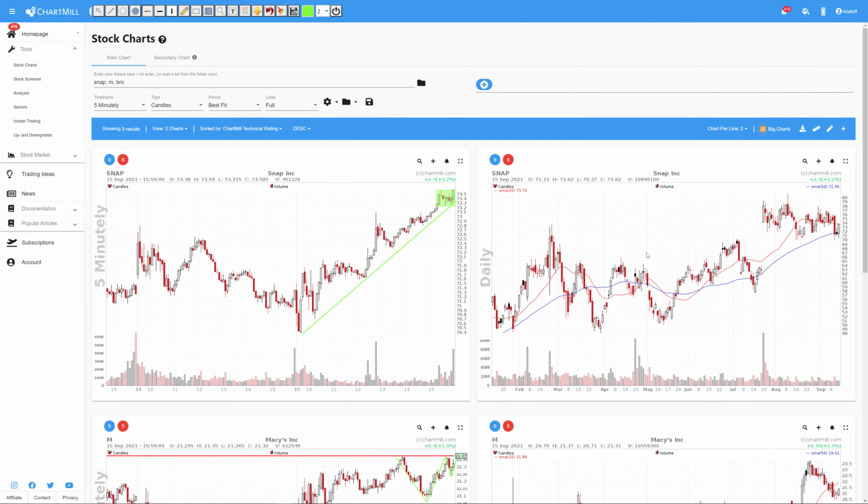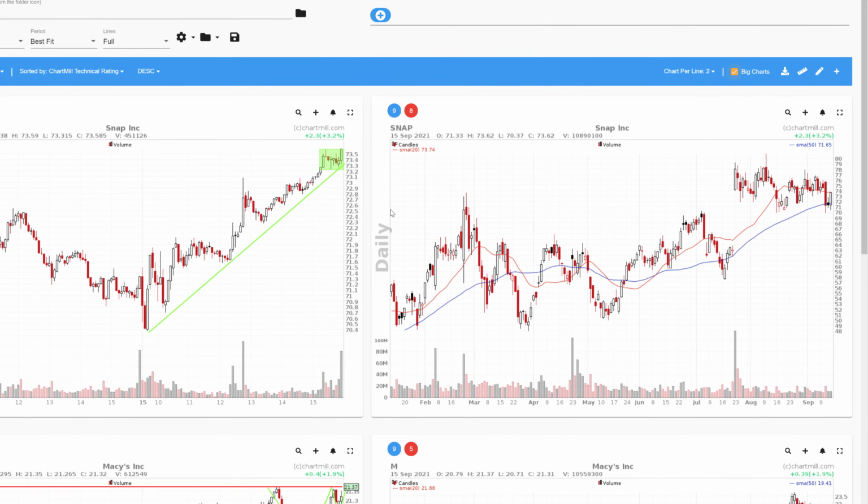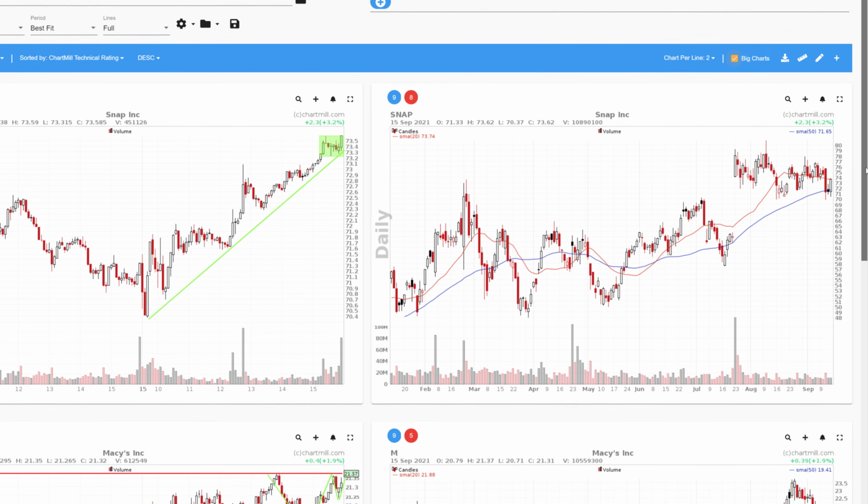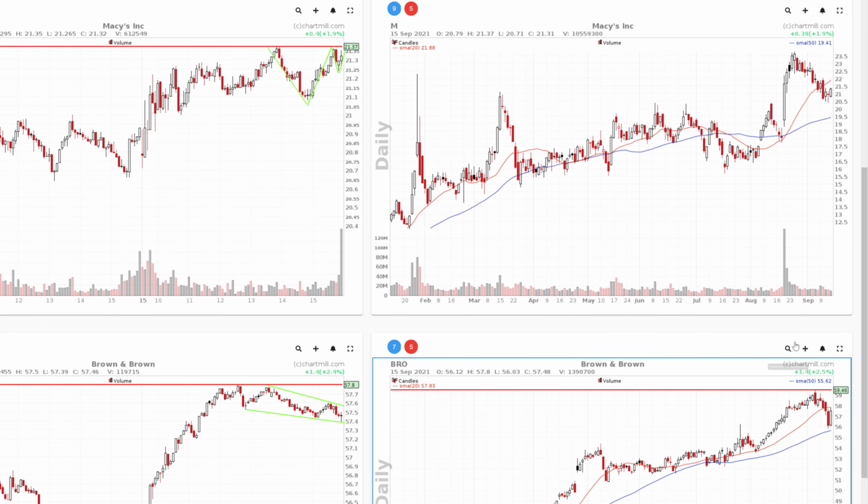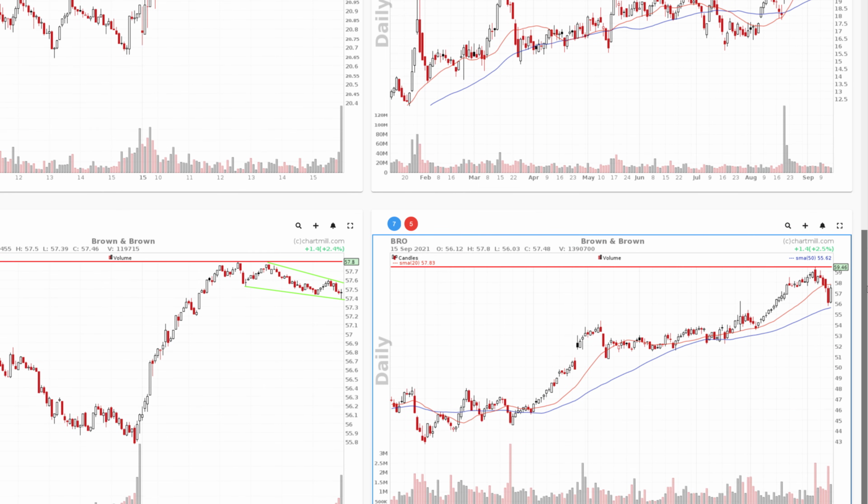A few candidates from this selection stand out on the 5-minute chart, and as in the previous filters, on the left you have the 5-minute chart and on the right the corresponding daily chart of the same stock. Snap Incorporated, price has just broken out of a small sideways channel, and on the daily chart this stock has just bounced from the 50 simple moving average. A little cup and handle pattern for Macy's Incorporated, and then Brown & Brown could also be a nice setup. A descending wedge pattern, and on the daily chart a rebound from the 50 simple moving average with a long white candle.